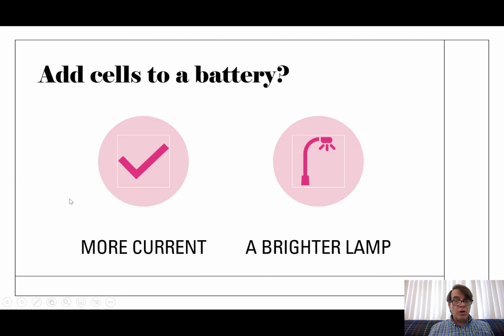The more current, the brighter the lamp. If you add cells to a battery, you get more current and you get a brighter lamp. The more amps, the brighter the lamp. The more current passing through at any one time, the brighter the lamp. And this has been our answer to the question, what is an amp?